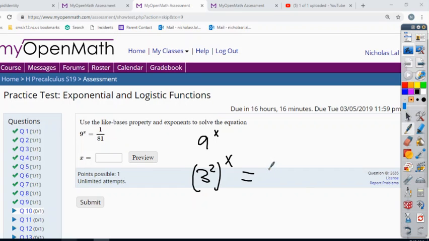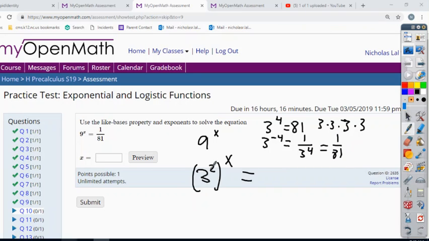That's going to be 3 to the negative 4, because 3 to the 4th is equal to 81. That's 3 times 3 is 9, times 3 is 27, times 3 is 81. But 3 to the negative 4th is 1 over 3 to the positive 4th. 3 to the positive 4th is 81, so that's equal to 1 over 81.